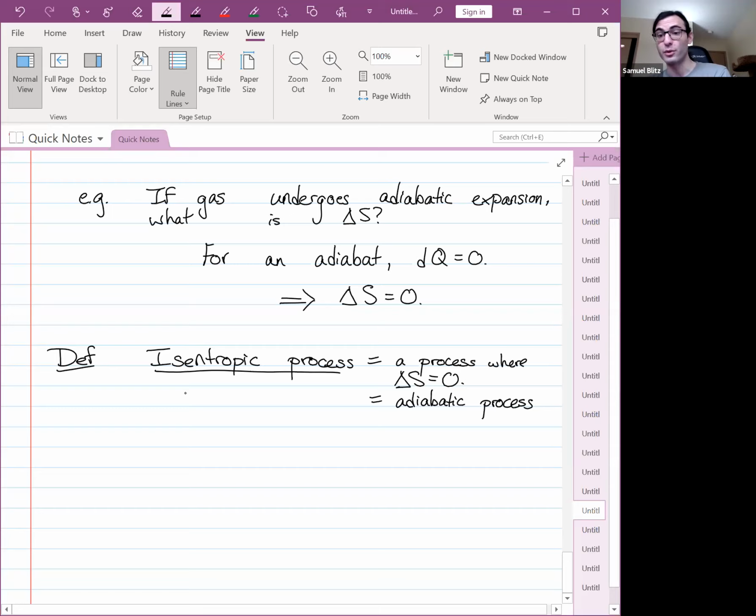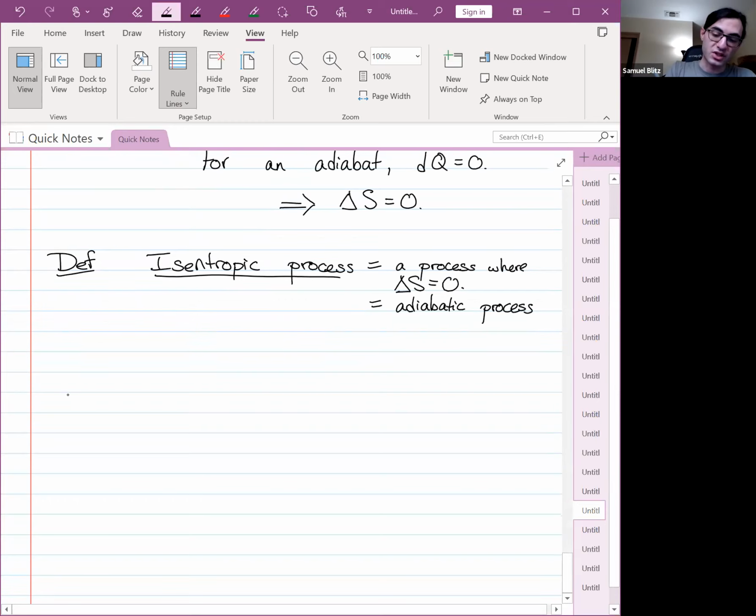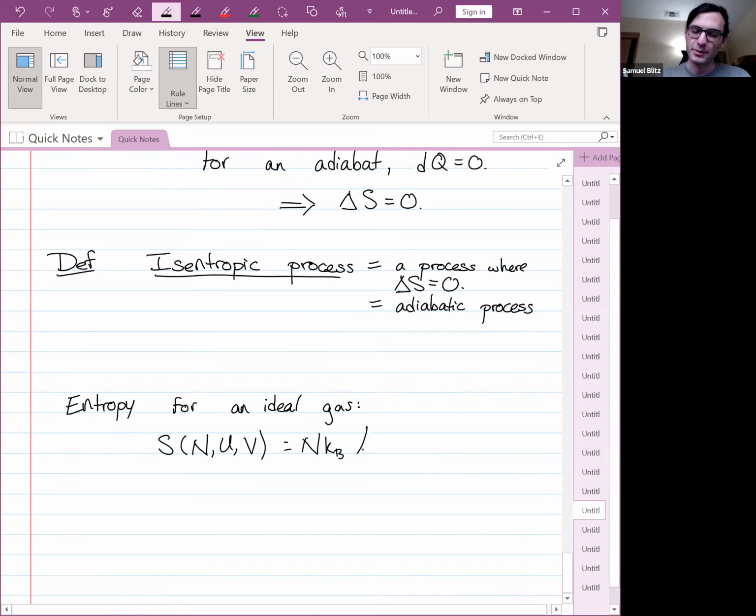The entropy is a state variable, so we should be able to describe it in terms of the other state variables using an equation of state. It turns out, I'm just going to tell you what the formula is, the entropy for an ideal gas is the following. I'm not going to give you the details as to how this was derived. S is a function of the number of particles, the internal energy, and the volume: S equals N times k_B, the Boltzmann constant, times the logarithm of V over N times U over N to the 1 divided by gamma minus 1. It's a terrible formula, I know.